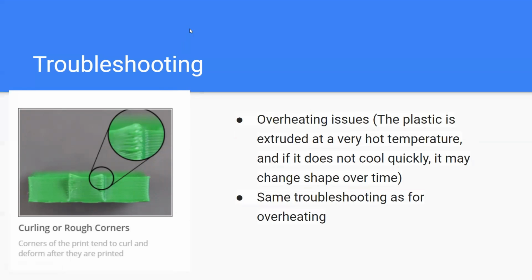All right. If you have curling or rough corners, that is another common thing here. This could likely be due to overheating because the plastic is being extruded at a very hot temperature. If it does not cool quickly, it can deform, right? So it's the same troubleshooting as for overheating. So remember just turning down that temperature and stuff like that.